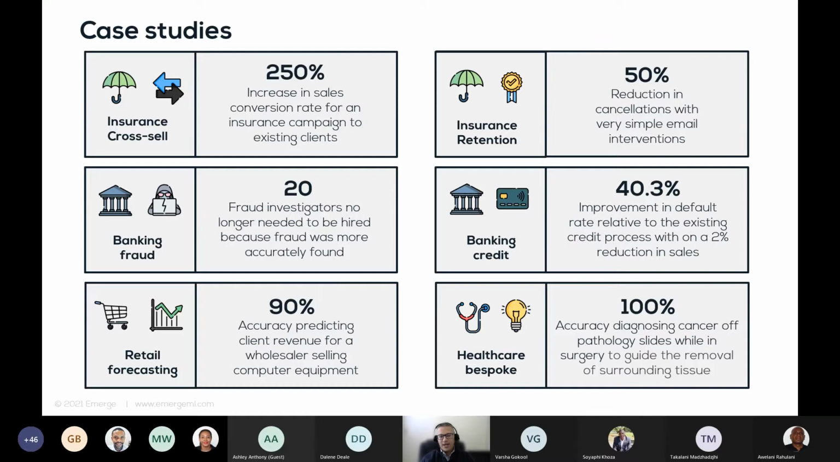Maybe just the two top ones. For a multinational insurance company, we were working with their call center to optimize sales conversion rate, and against their existing algorithm, we were able to improve the conversion rate by 250%. For another insurer, we were able to help them reduce their cancellation rate by half, and have done some exciting stuff with visual pattern recognition at the bottom right in healthcare to identify and diagnose cancer or pathology slides.